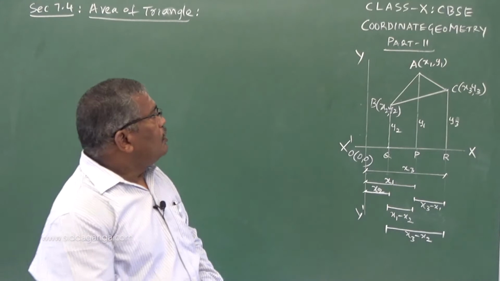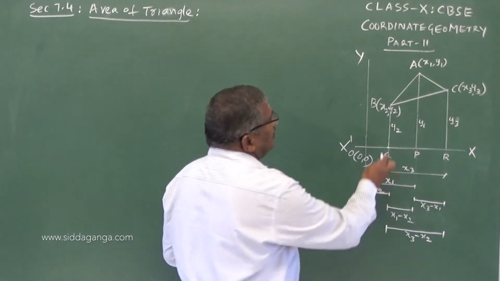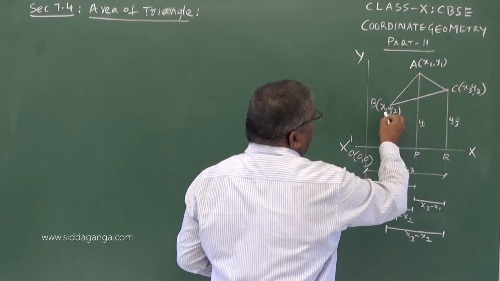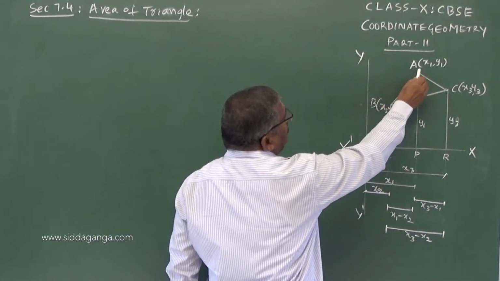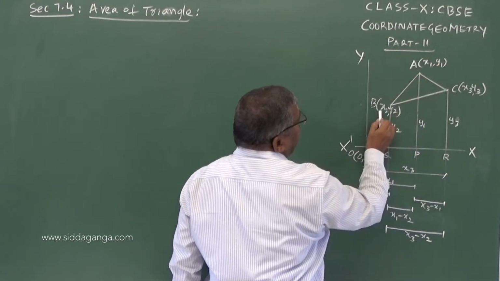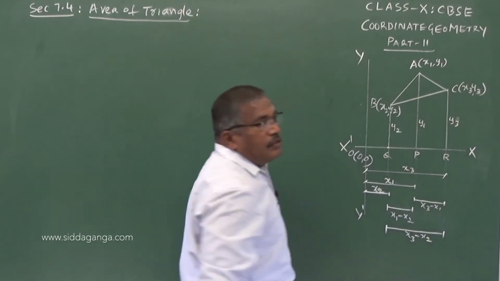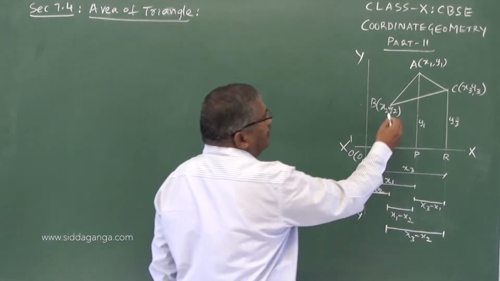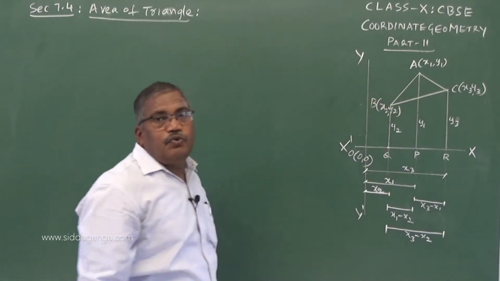So here you carefully have a look at the diagram. ABC is the given triangle, and the coordinates of the vertices are: A is x1 y1, B is x2 y2, C is x3 y3. This is the given data. Using this data we have to find the area of this triangle ABC. The method we use here, carefully observe.